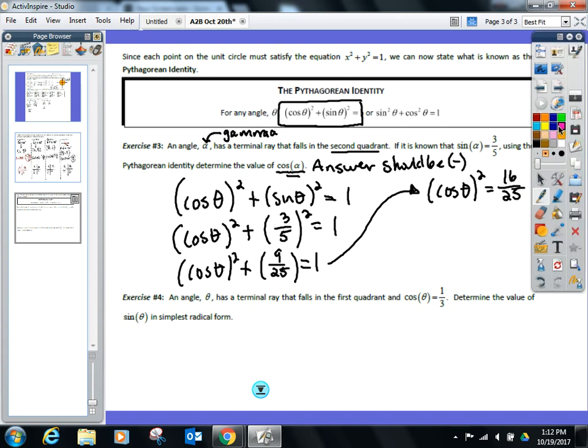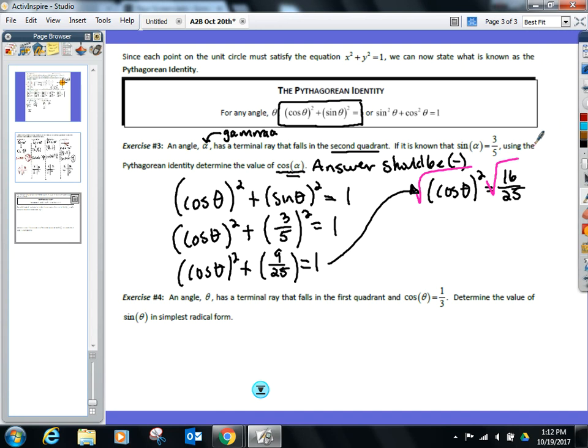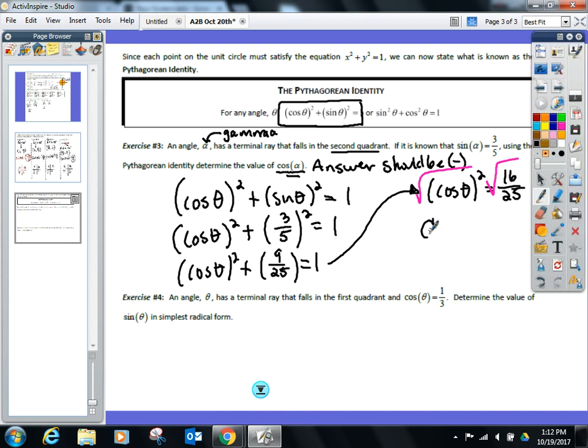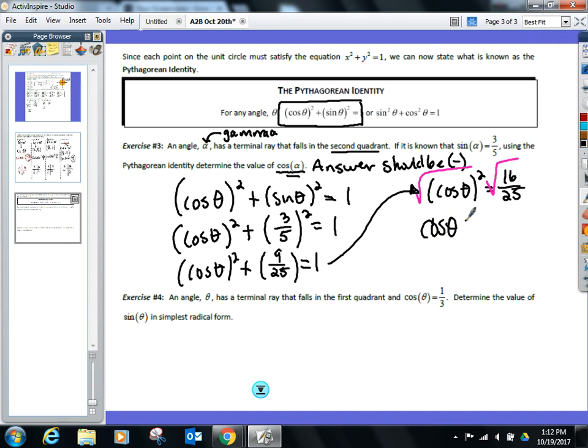Perfect. Now, how do you undo a squared? You take the square root of both sides, and the cosine of theta ends up being, taking the square root of that answer, we should end up with 4 over 5. But be careful. Yes, your calculator is going to give you positive 4 over 5, but we said we are in the second quadrant with cosine. My answer should be negative. Okay, negative 4 over 5.